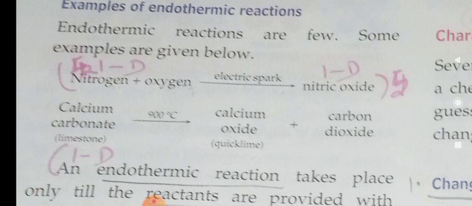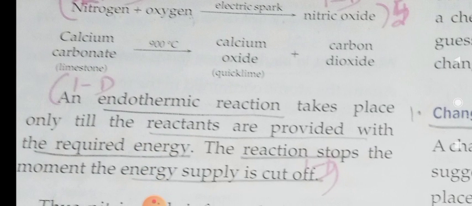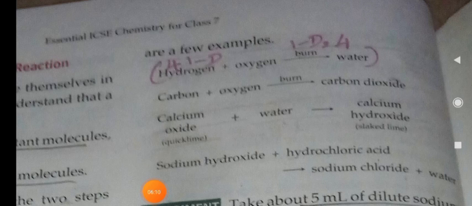So it is an example of an endothermic reaction. Similarly, calcium carbonate, that is limestone, when it is heated to 900 degrees Celsius, quicklime, that is calcium oxide, and carbon dioxide are formed. So these are examples of endothermic reactions. An endothermic reaction takes place only till the reactants are provided with the required energy. The reaction stops the moment the energy supply is cut off. Is it clear?